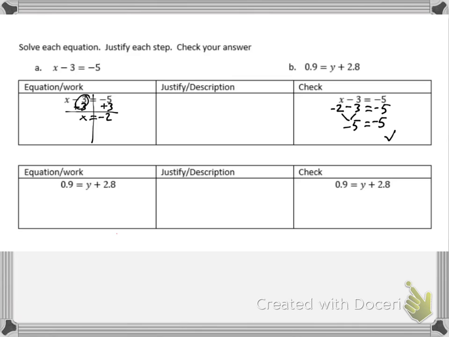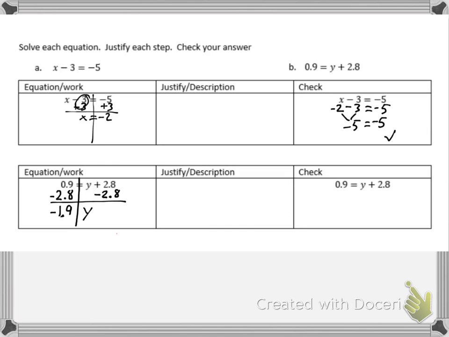All right, next, we've got this y plus 2.8 equals 0.9. The opposite of adding that 2.8 would be to subtract the 2.8. We're always going to do the opposite of what we see is happening to the variable. I have my variable, then we added the 2.8. I'll do the opposite. I'll minus 2.8 from both sides of this. When I do that, I then get negative 1.9 equals y.